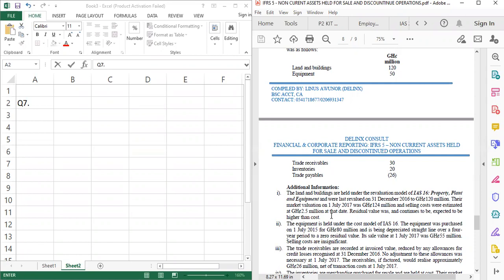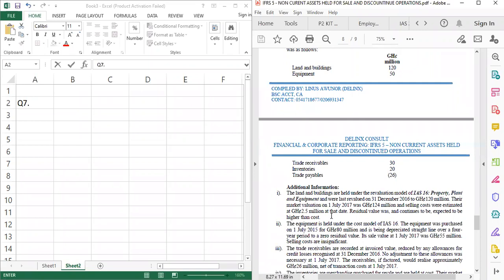The equipment is held under the cost model of IAS 16. The equipment was purchased on 1st July 2015 for 80 million and is being depreciated straight line over a 4-year period to a zero residual value. Its sale value at 1st July 2017 was 55 million. Selling costs are insignificant.